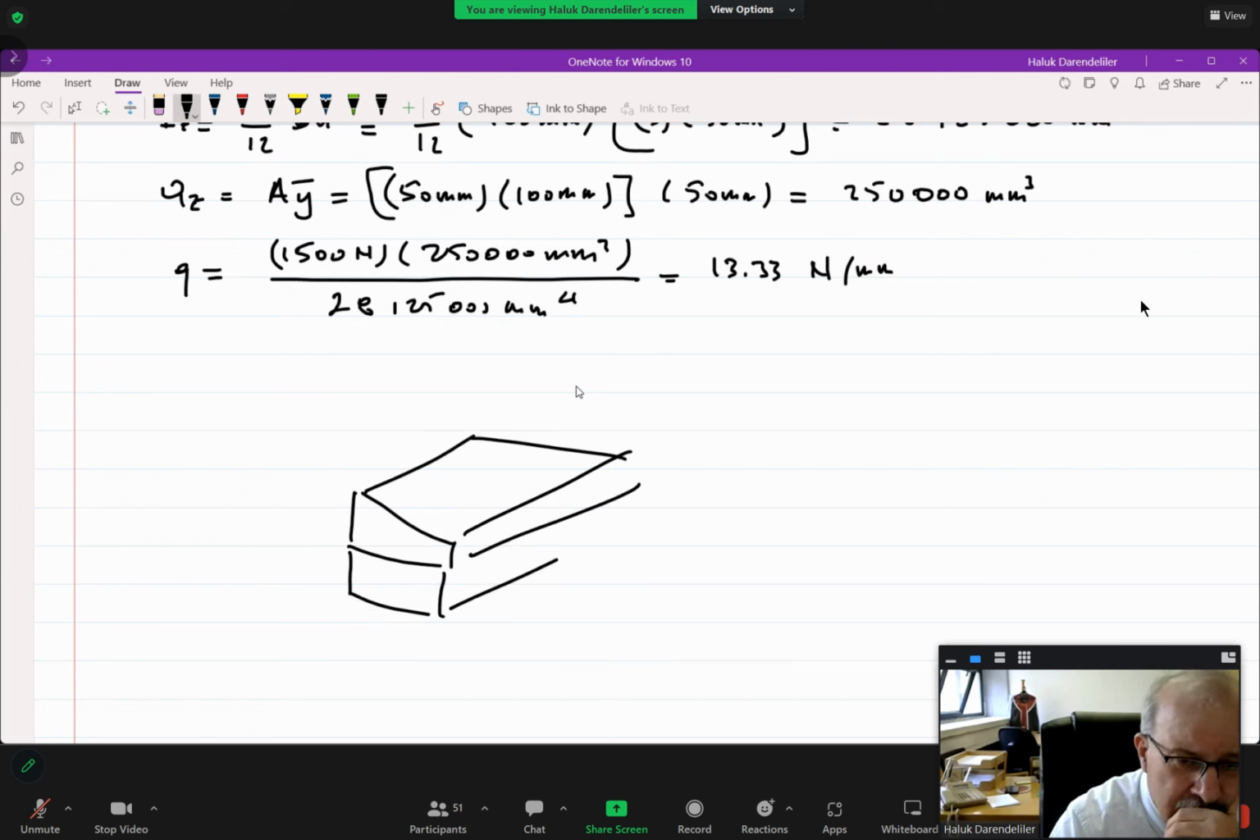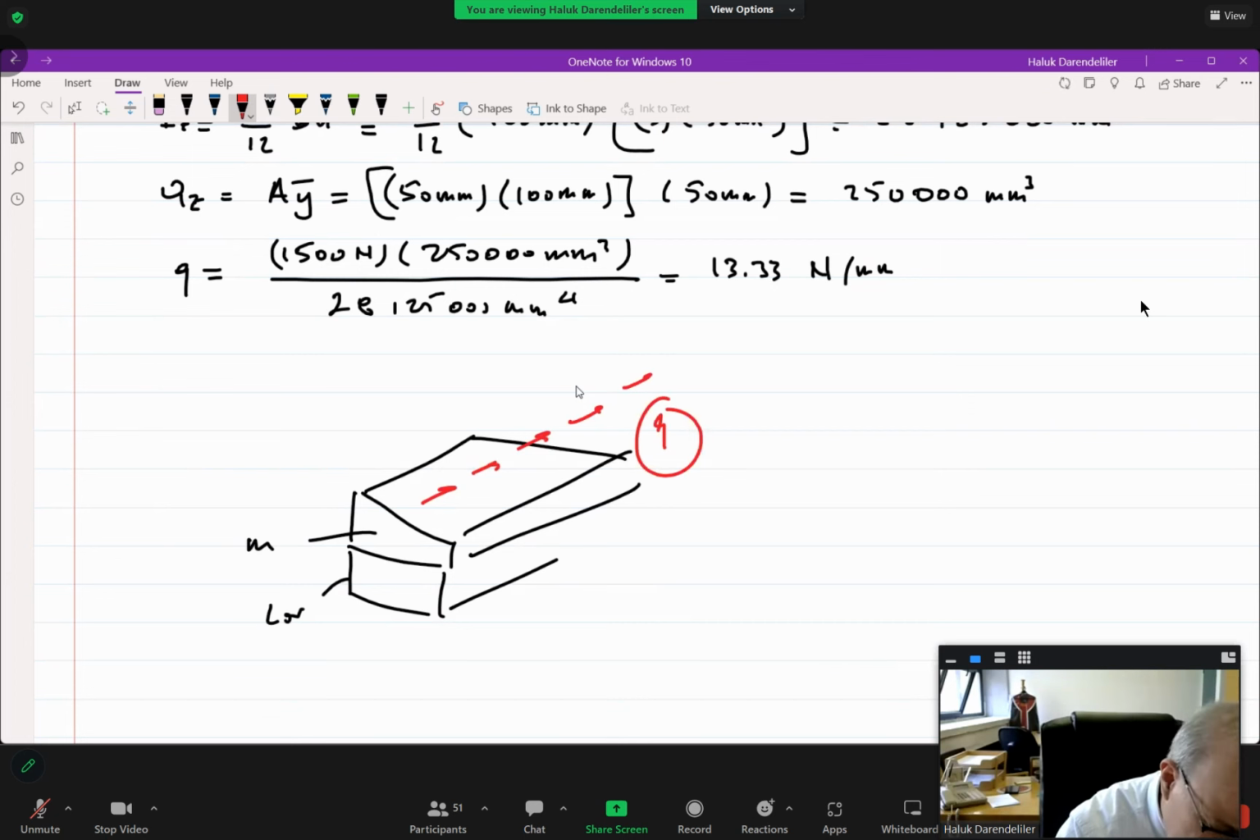Just think about these two boards at the bottom. On these two boards, we have a shear flow q. Okay. Now, middle one, lower one. Between the upper one and this, we have shear flow, per unit length. This is q, right? On the cross section. We calculate this. So this q is the shear force acting per unit length between upper board and middle board.